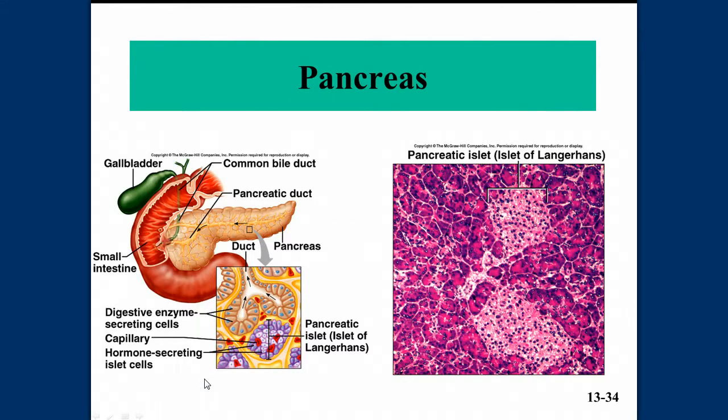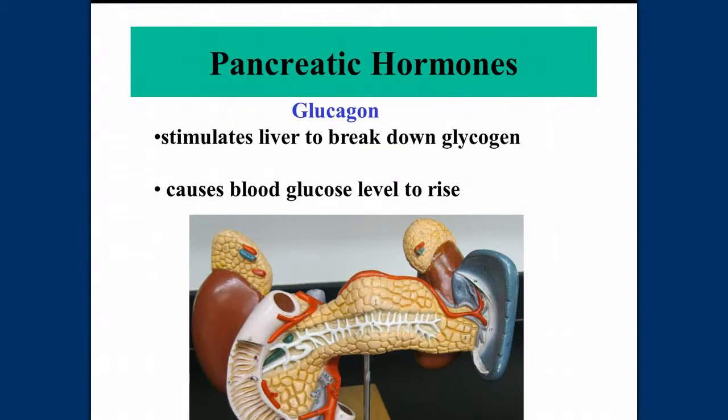The pancreas. The pancreas is here, and the gallbladder, the small intestines. And in the pancreas, the pancreatic islets are what produces the insulin. The pancreatic islets, the islets of Langerhans, have alpha and beta cells, two different types. Here's a model showing the pancreas.